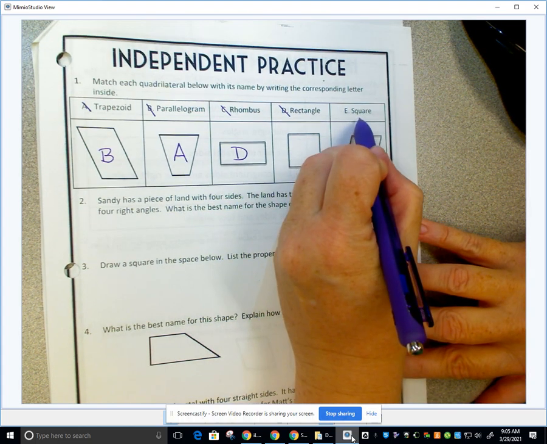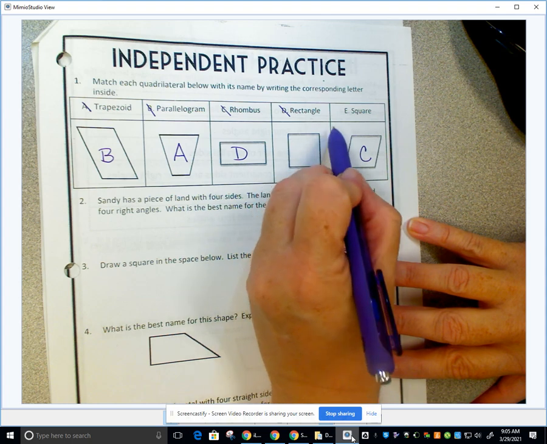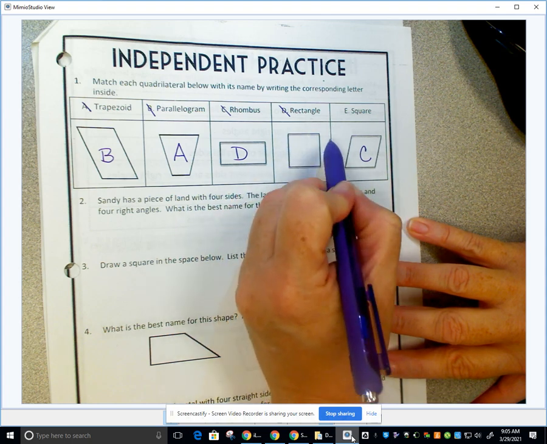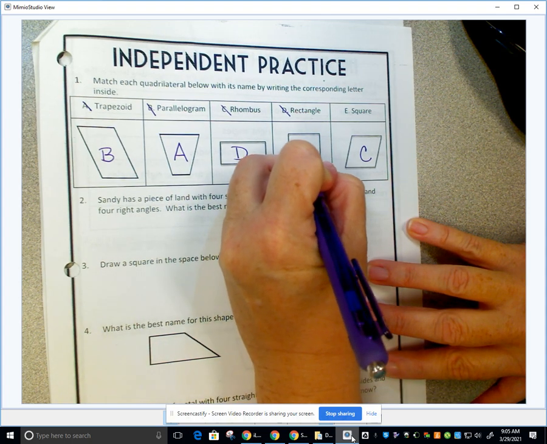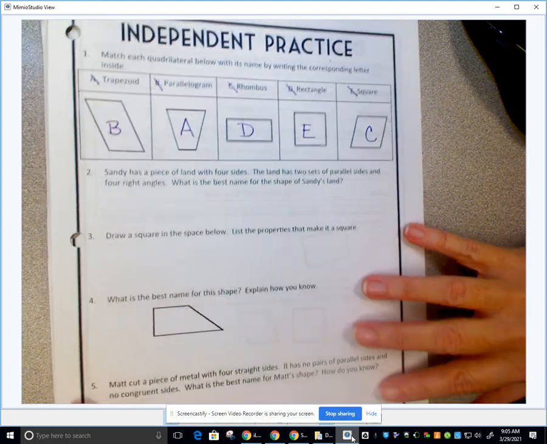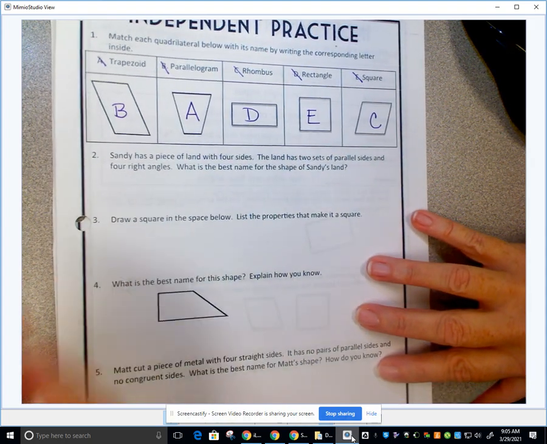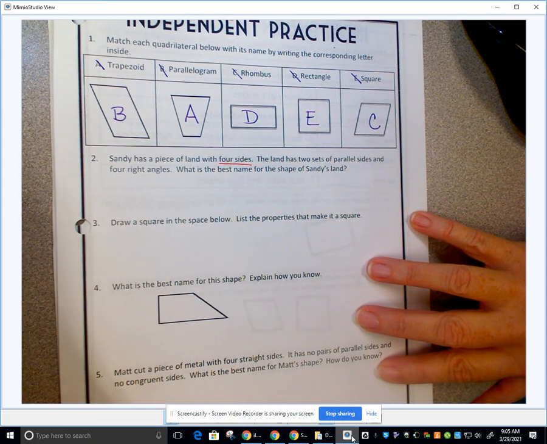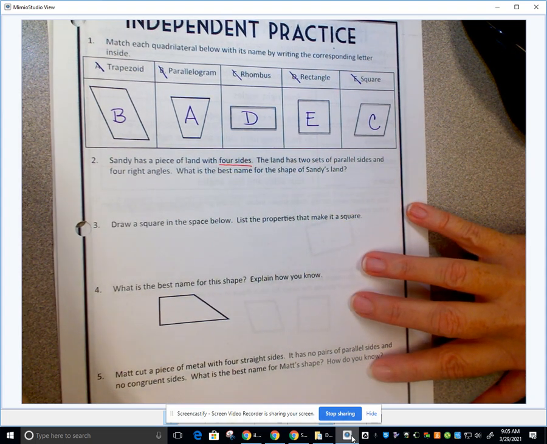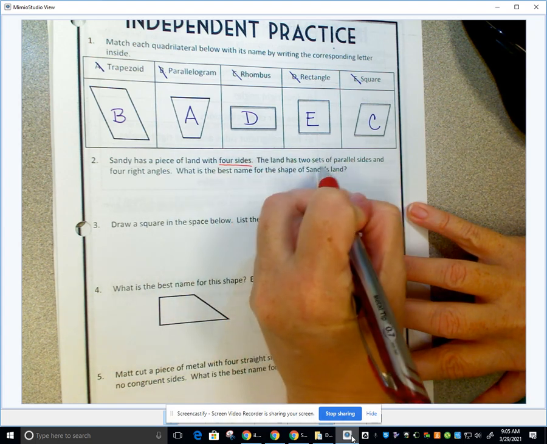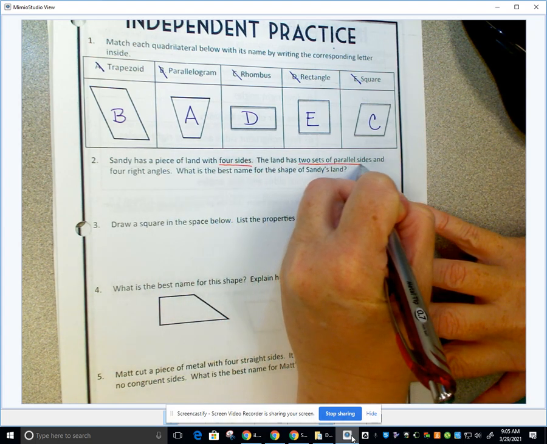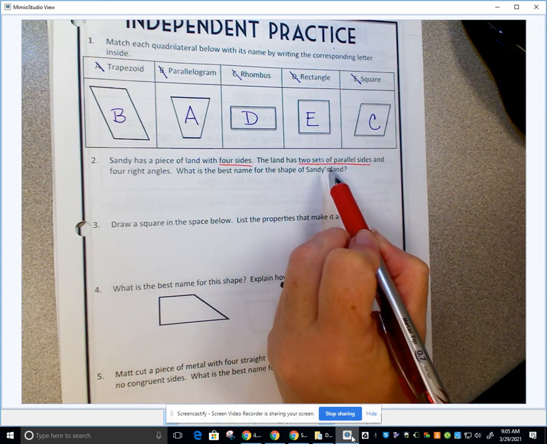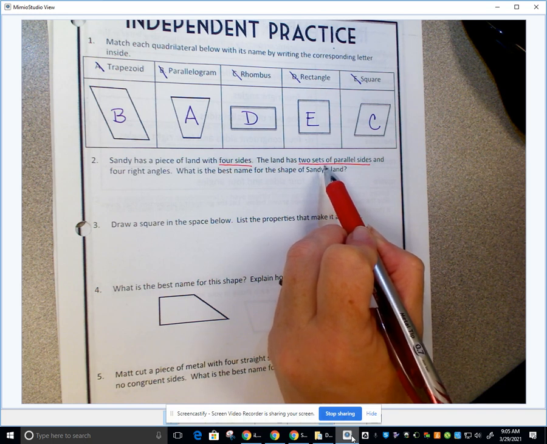And then the square, of course, it's known for congruent sides, all of them, and four right angles. So that's our square. All right, it says Sandy has a piece of land with 4 sides. So right now we know it's a quadrilateral. The land has 2 sets of parallel sides, okay? So that could be a parallelogram.